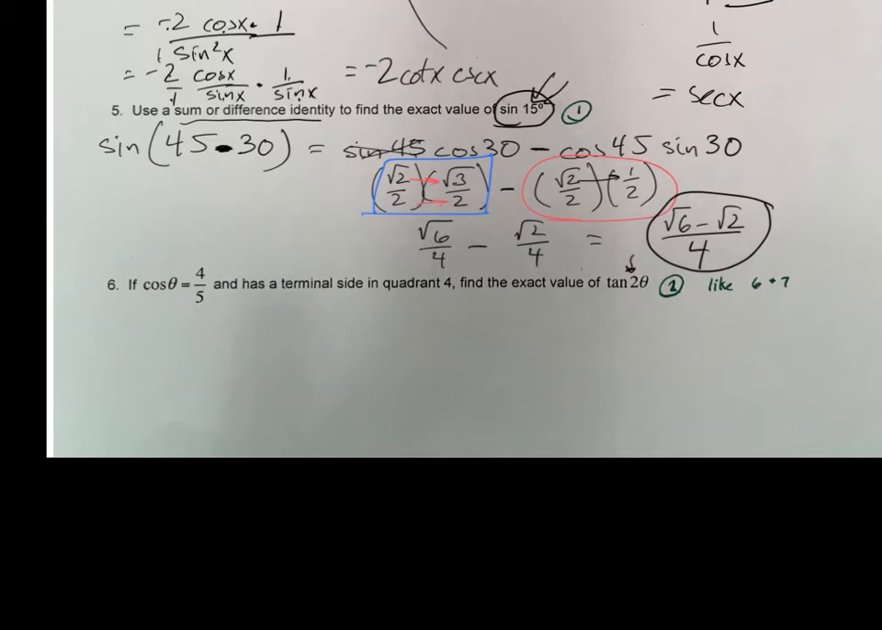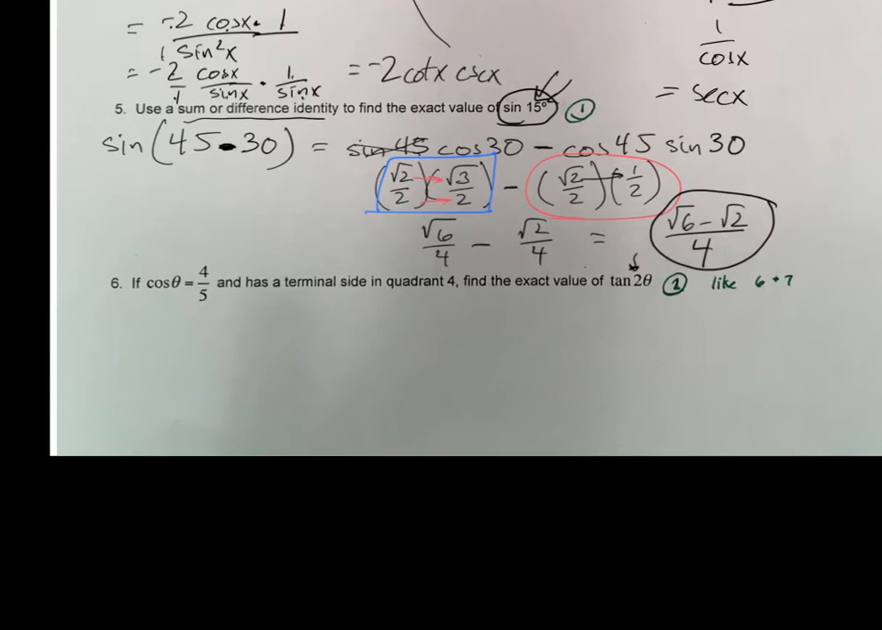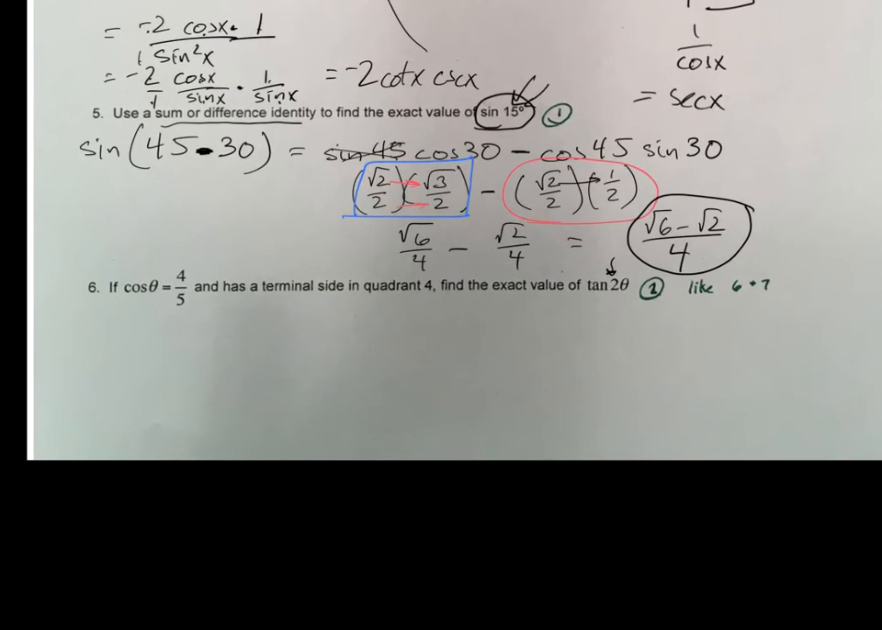So cosine of theta is 4 over 5, and it's in quadrant 4. Whoops, sorry about that, a little slippery. So we're in quadrant 4. So draw your triangle in quadrant 4. Cosine is adjacent over hypotenuse. Good old SOHCAHTOA. This is always your angle right up here, snuggled up in the 0, 0.